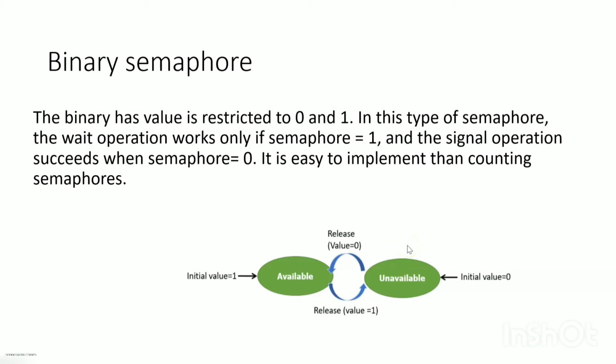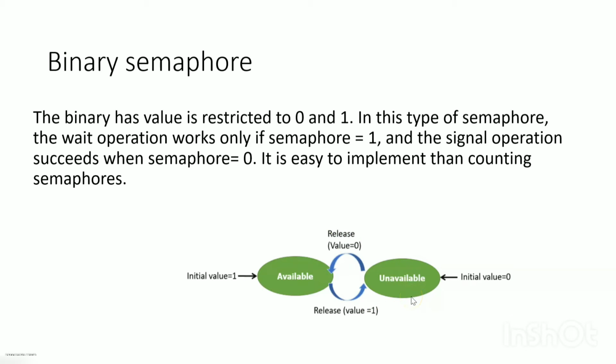Okay, this is the normal case. There can be the reverse case also. Initially it will be in the unavailable state, and if any process releases it, it will move to the available state, and then its value will be equal to 1. It can be in either case. In the normal case, the initial value will be 1. When one process is accessing the semaphore, it will move to the unavailable state and its value will be 0.